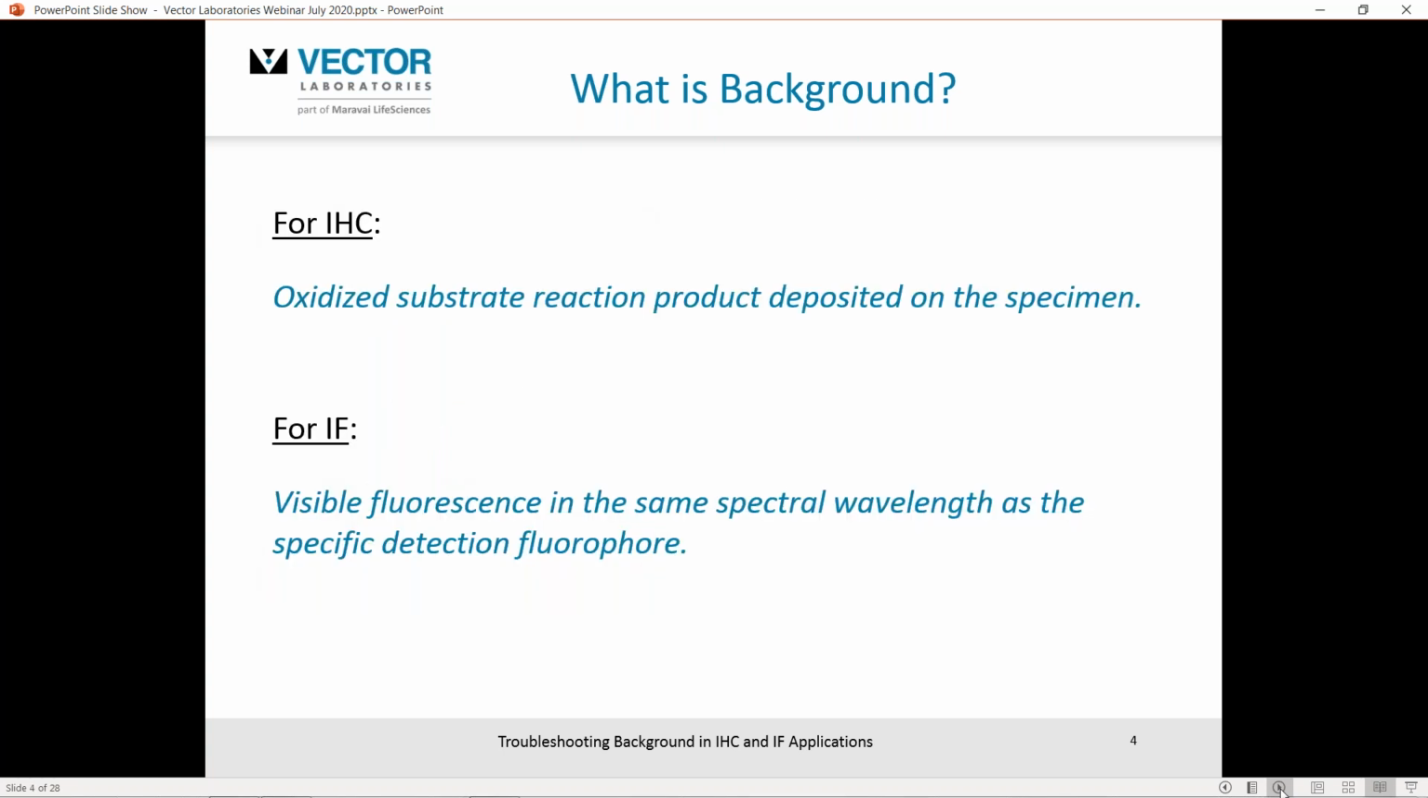So just to clarify, for immunohistochemistry, we're speaking about the oxidized substrate reaction product that's deposited on the tissue specimen. For example, this would be diaminobenzidine staining, or DAB staining, that you observe in a non-specific manner. For immunofluorescence, we're referring to visible fluorescence in the same spectral wavelength as the specific detection fluorophore. For example, if you're working with a fluorescein or FITC conjugated green fluorophore, you may also see some interfering green fluorescence in that same wavelength.